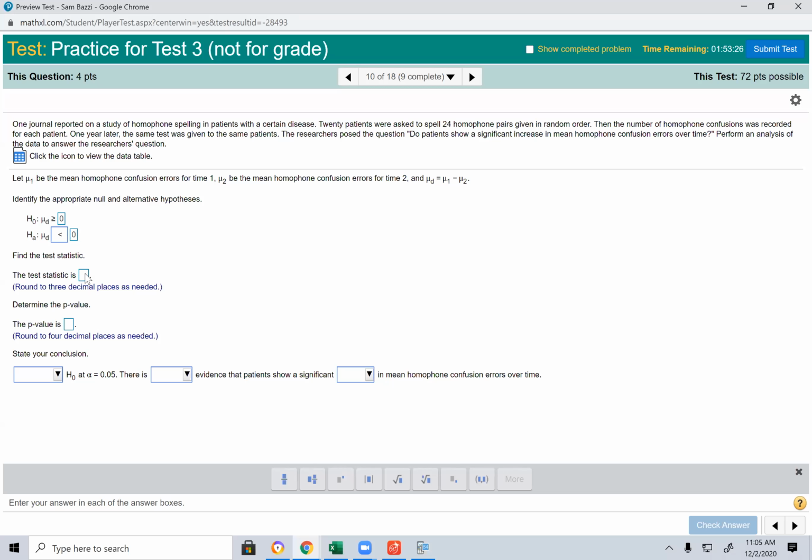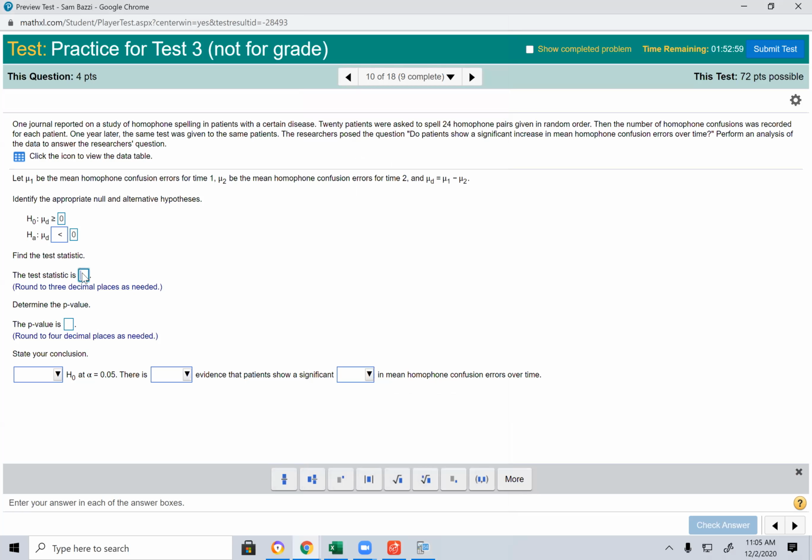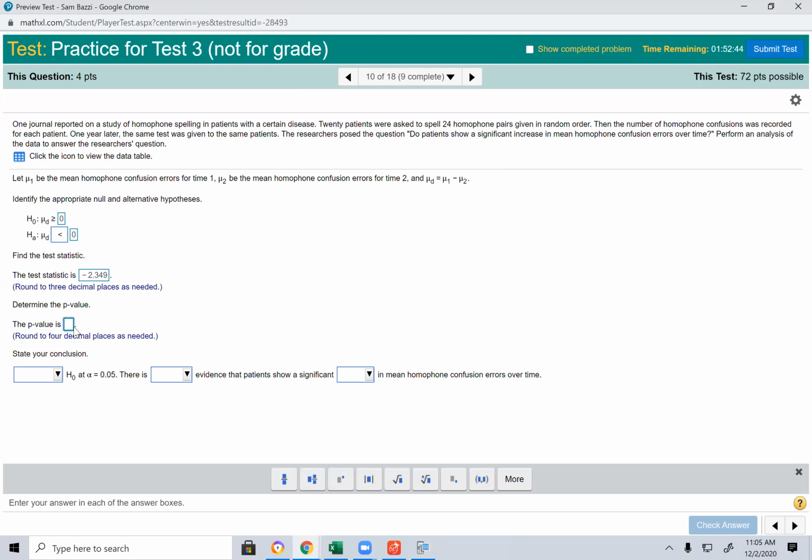To find the test statistic, we've already done that. I put the data in L1 and then went to stat, tests, t-test. I selected mu0, which is always testing against 0. My list is in L1 and we need less than here. The test statistic is negative 2.349. The p-value, I think you were observing, is 0.0149.